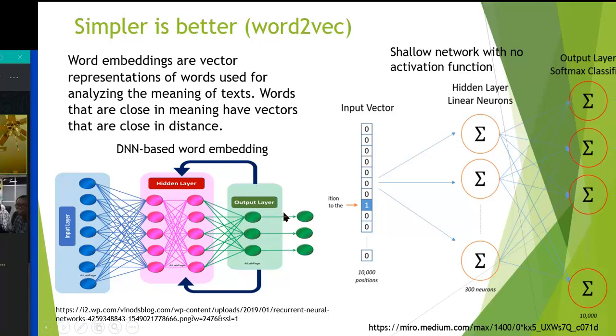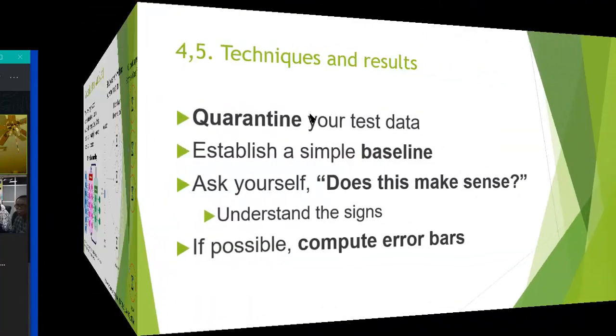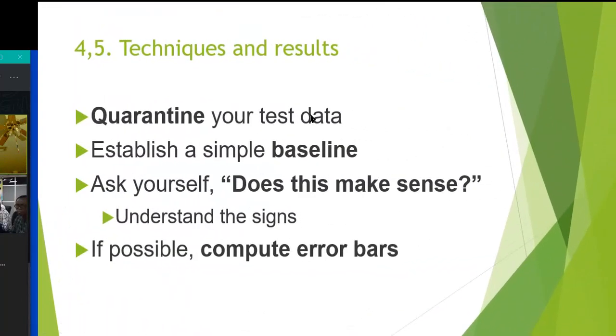Later on they found this is way too complicated. We don't need so many layers. We use one layer. We don't use what's called an activation function. We use a simple linear neuron. In fact, this is not a neural network anymore. It's just simply a matrix. So they went from complicated to simple. It probably would have been better to go from simple to complicated. Always look for the simpler solution and not the more complicated solution. All right, let me go to techniques.